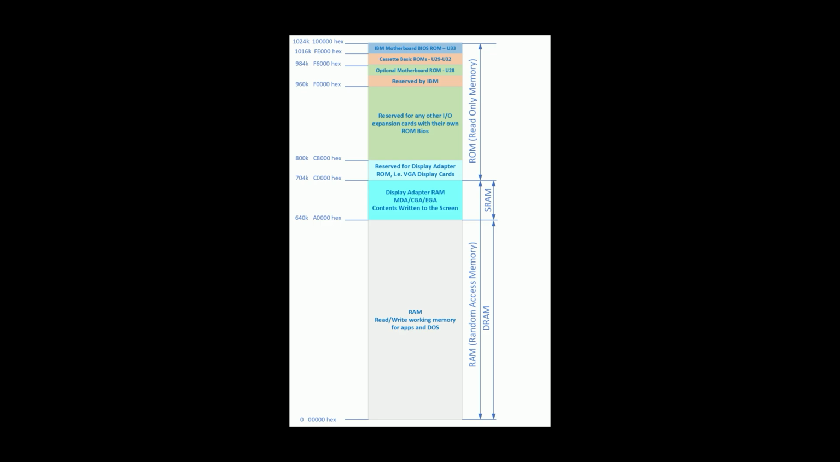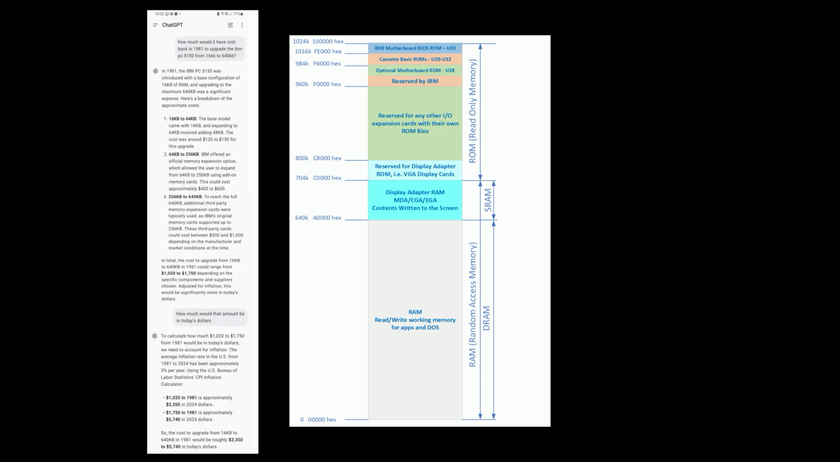1 megabyte of memory. The basic version of the IBM PC only had 16 kilobytes of memory, so expanding it to 640K would have cost a fortune. In fact, according to ChatGPT, it would have cost over US $5,000 to expand it to 640K.